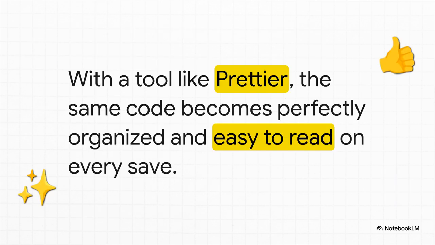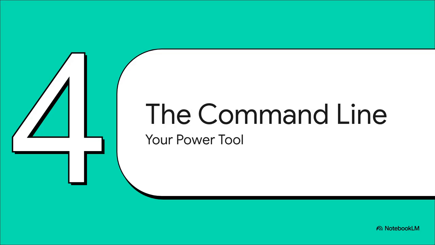Now check this out. This is the exact same code after being cleaned up by an extension called Prettier. Every time you hit save, poof, it automatically formats everything perfectly. This isn't just about making things look pretty. It makes your code 1,000 times easier to read, to debug, and to share with other people. It's a lifesaver. All right, moving on to our next tool.